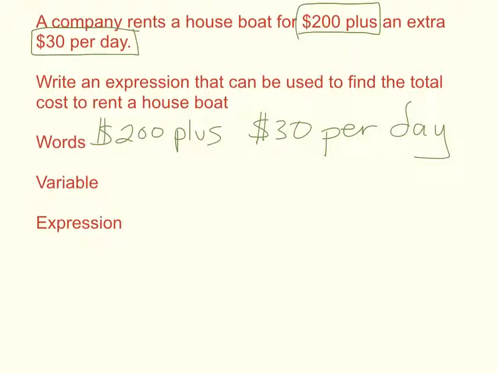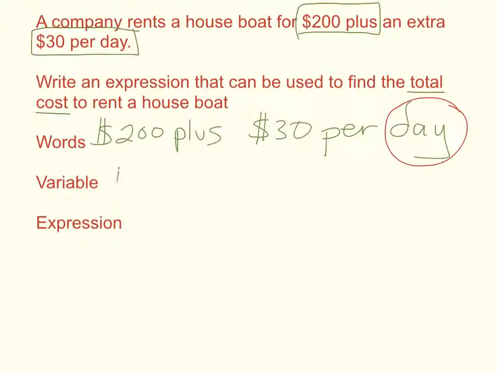Okay, you're also going to take a look at the question that's being asked. It says, write an expression that can be used to find the total cost to rent a houseboat. It never hurts to underline or circle what's being asked. Find the total cost. And then in order to find the total cost, you're going to have to define a variable. What is the one thing in these words that we don't know? And what we don't know is the number of days.